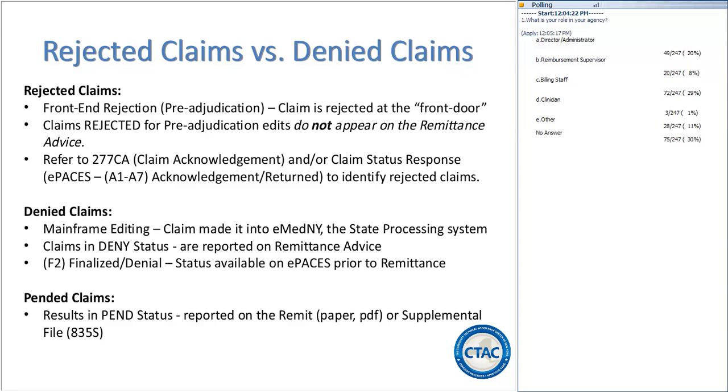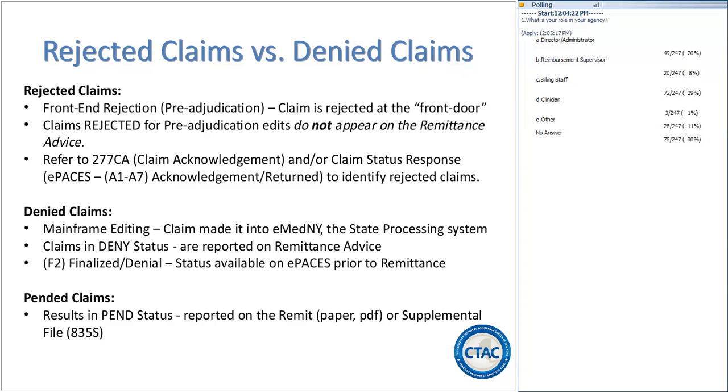So it's really important that you understand the difference between a rejected claim and a denied claim, and that you understand that you need to be checking from the moment you send your claims out to see if something is being rejected at the front end. Because if you wait and you don't follow up on them quickly enough, you won't be able to rebill them, okay? Because they will have exceeded the timely filing limits.